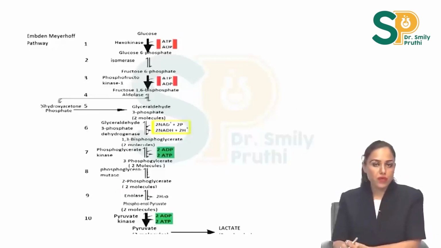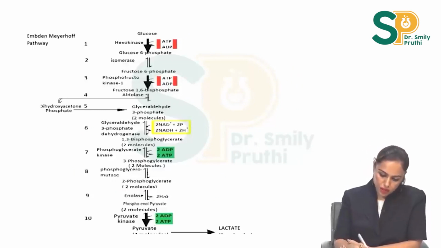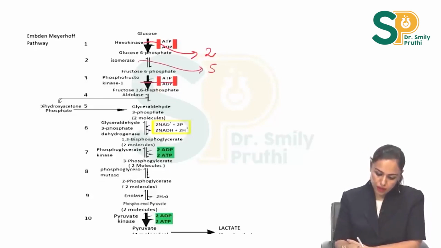So we are done with the pathway and all the 10 to 11 enzymes. Now I'm going to write the EC numbers of all the enzymes. See, hexokinase EC number is 2 because it is a kinase. Isomerase EC number is 5. Then PFK1, it is a kinase, so EC number 2.